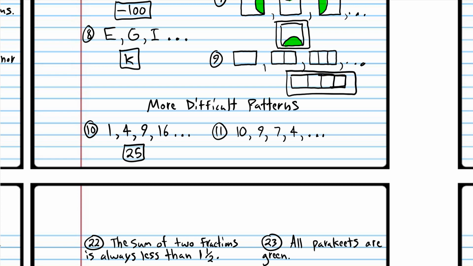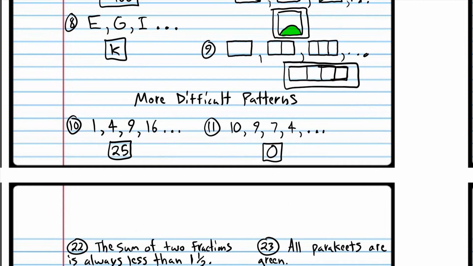All right, we're back. So it looks like we're subtracting 1 to go from 10 to 9. Then we're subtracting 2 to go 9 to 7. Then we're subtracting 3 to go 7 to 4. And we should be subtracting 4 to go to 0. So our conjecture for the next term is going to be 0. So if you got 0, good job.